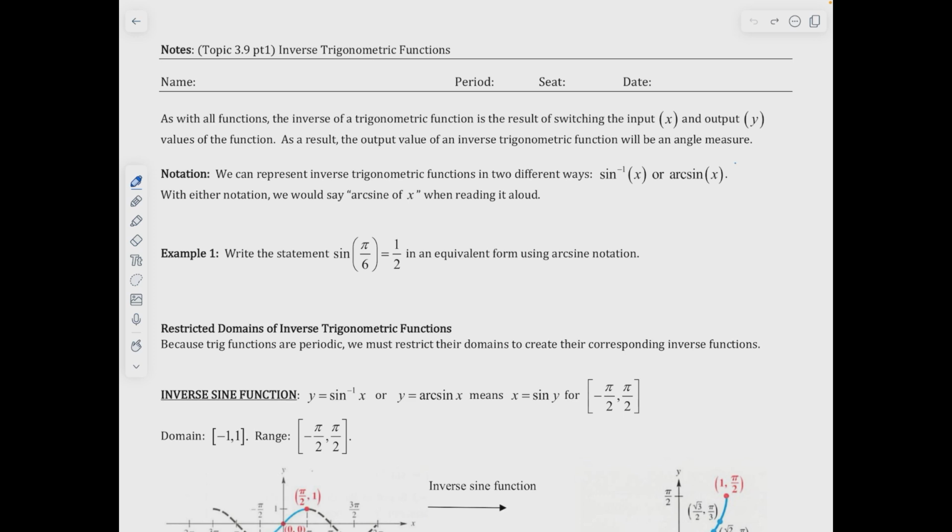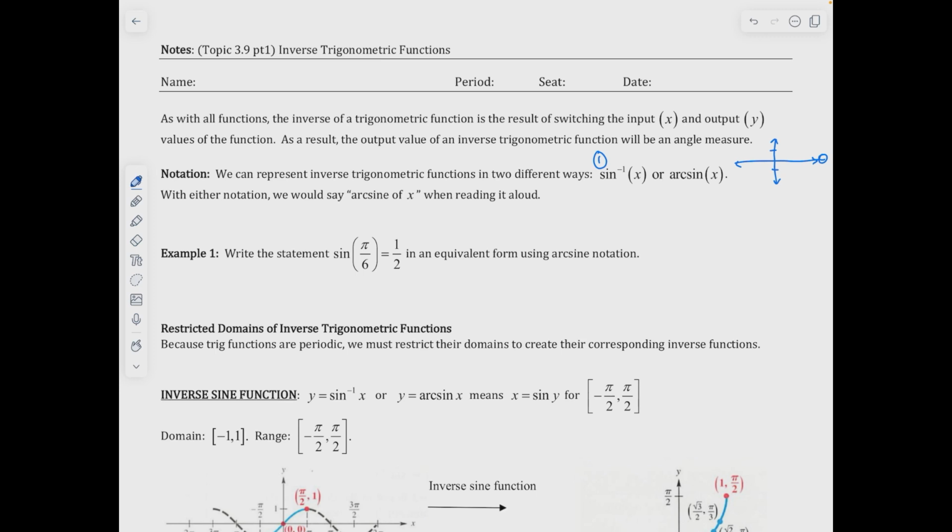If you think about how we've been graphing recently, on my horizontal axis, that's where we've been putting theta, our angle measure, and then on my y value, it's just the output, which is the numeric value. So when we switch it, our input will be the numeric value, and our output will be theta, our angle measure. For notation, we can represent inverse trigonometric functions in two different ways.